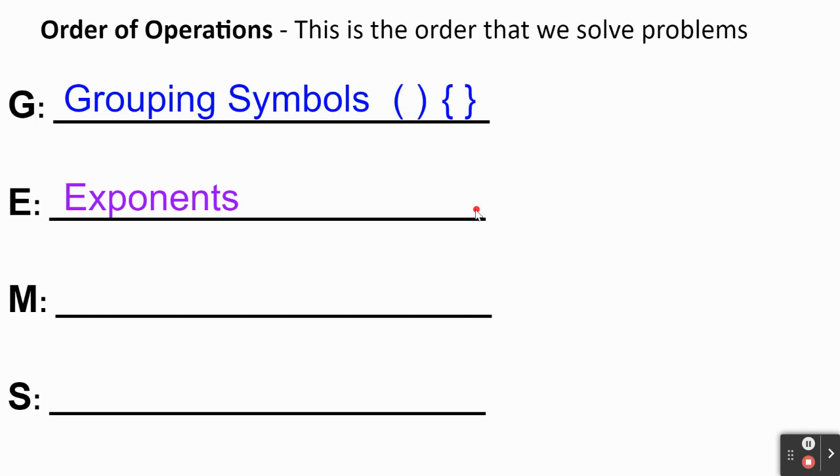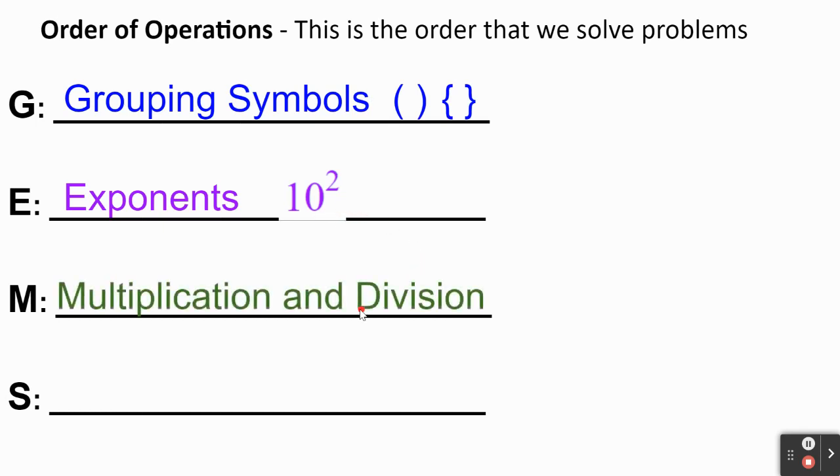An example of an exponent might be 10 to the power of 2. So after we finish solving anything that's inside the grouping symbols, we'll solve anything involving exponents. After, we'll move on to the M, which stands for multiplication and division. So that means that if the multiplication or division is not inside of the parentheses or brackets, we'll solve it after we've solved anything inside the grouping symbols and any exponents.